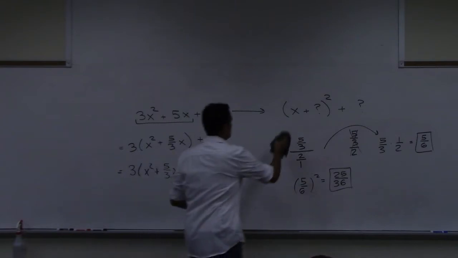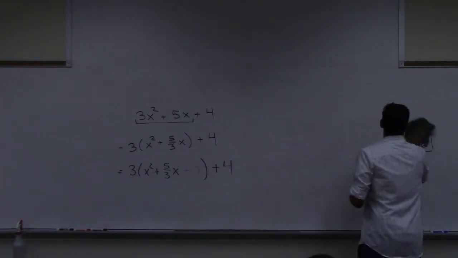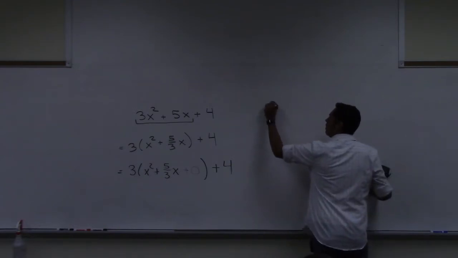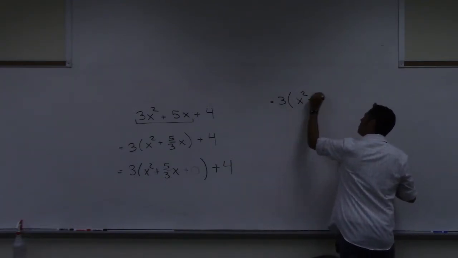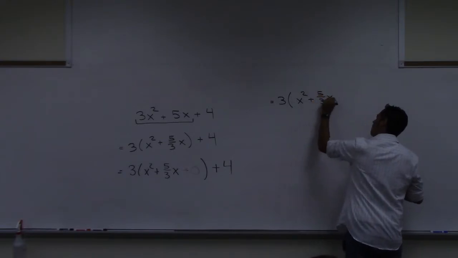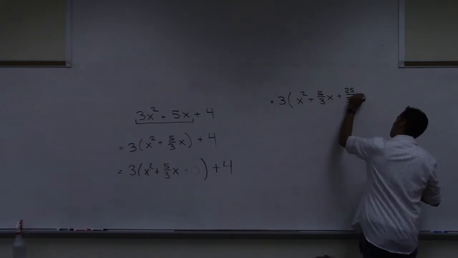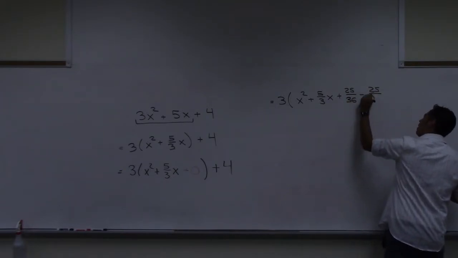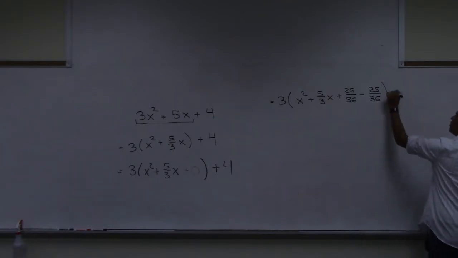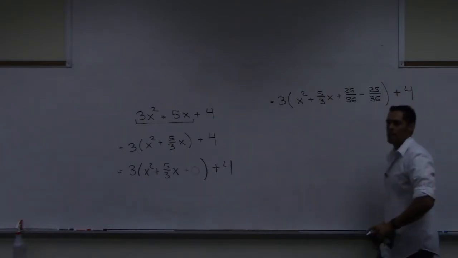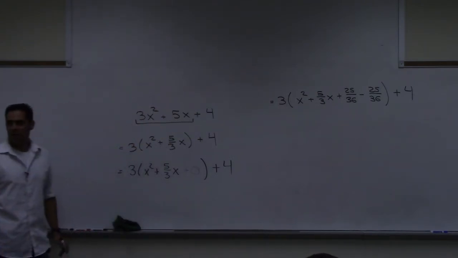Equals 3 parenthesis x squared plus 5/3 x. I'm adding 25/36. I'm subtracting 25/36, closing my parentheses, and then saying plus 4. Y'all buy that?